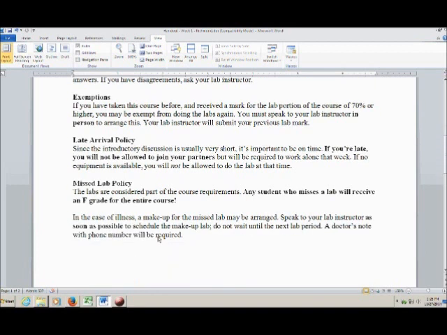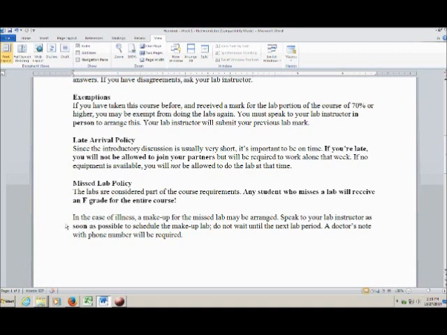The missed lab policy is a lot more draconian, so I want to stress this. The labs are considered part of the course requirements. If you don't do every single experiment, you fail the entire course. I just want everybody to be really clear on that. You don't get to ditch any labs. You must do them all or you fail the entire course.